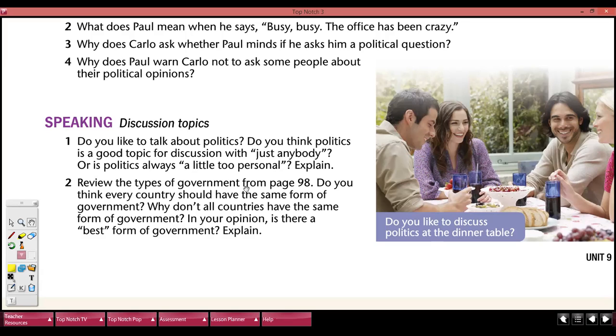Do you think every country should have the same form of government? Why don't all countries have the same form of government? Okay, so what do you think about it? I want you to elaborate an answer for these questions, and you talk to me on the next class.